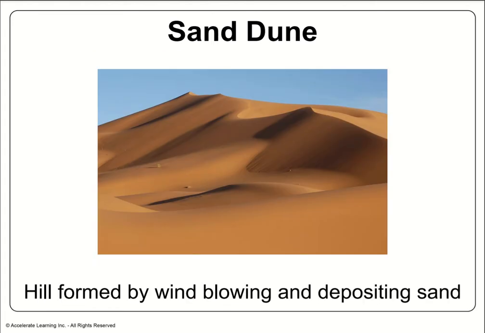Next landform is sand dune. Sand dunes are hills formed by wind blowing and depositing sand. This is one of our landforms that is created exclusively by wind. Similar to the canyon, it's created by weathering and erosion and some deposition, but it's created by wind.